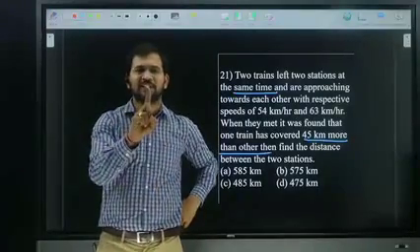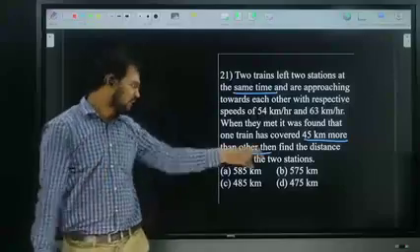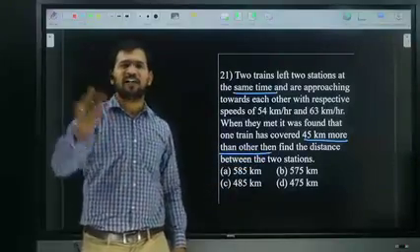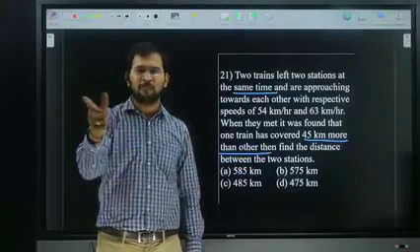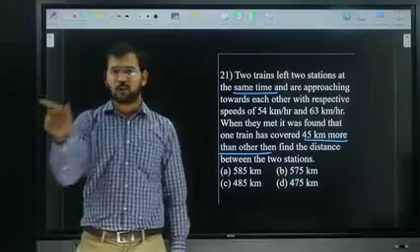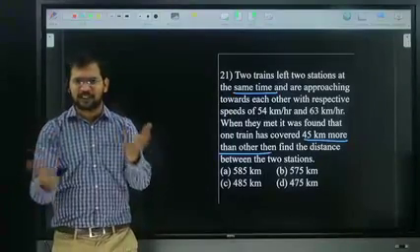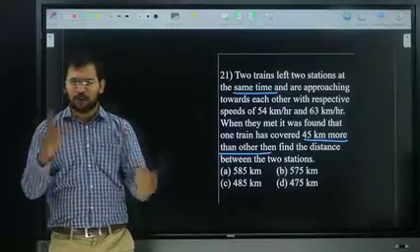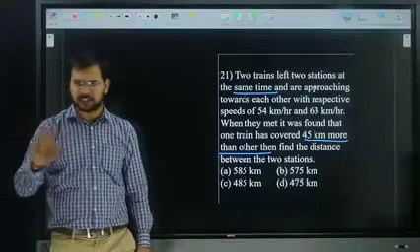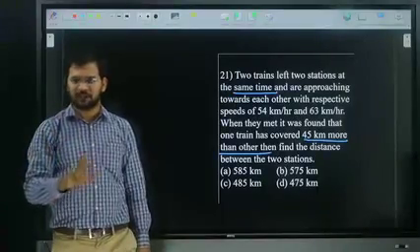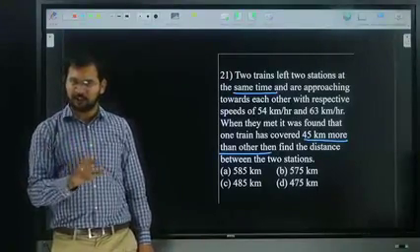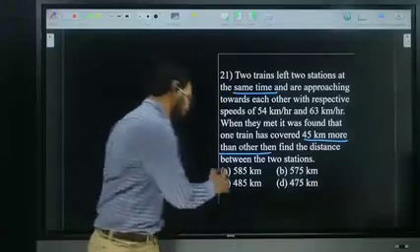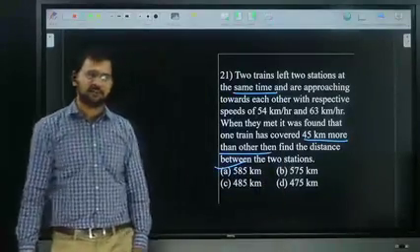How many parts difference is there? One part. That one part is nothing but 45 kilometers. They're asking the total distance. Total distance is 6 parts plus 7 parts, 13 parts. One part is 45 kilometers, so 13 parts is 13 into 45. 13 40s are 520, 13 5s are 65. 520 plus 65 is 585. Your answer is 585 kilometers. Option A is the right answer.